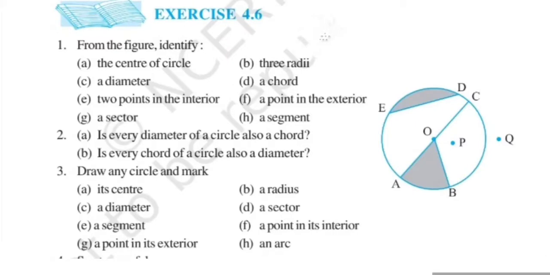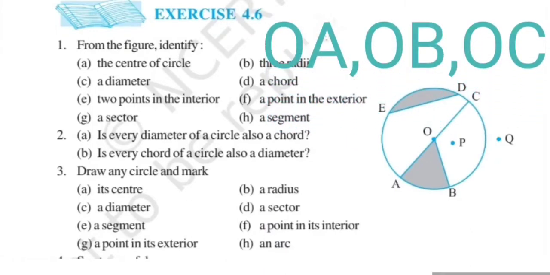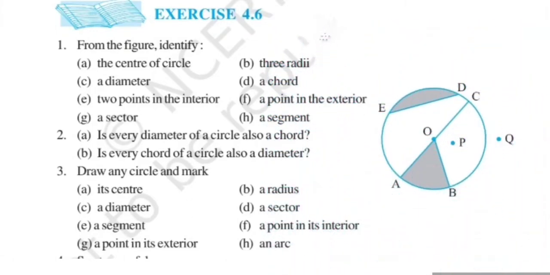from the figure identify. Scholars, see here one circle is given, and in this circle you have to identify some of the names. So first one, the center of the circle. So what is the center? This is O. Now 3 radii. 3 radii are OA, OB and OC. Third, a diameter. So diameter is AC.